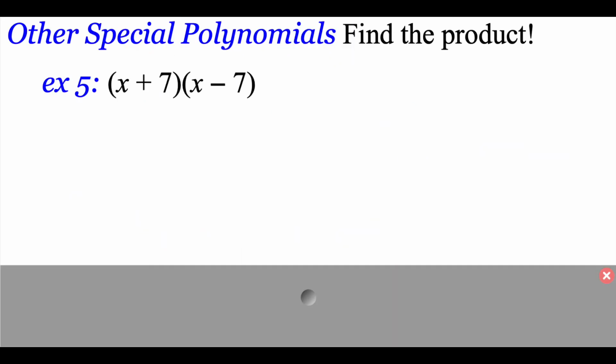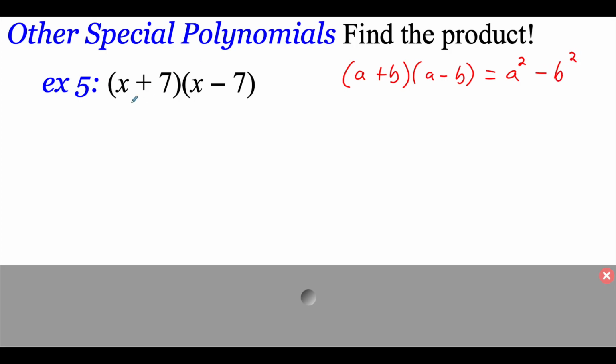Now the other kind of special product that we're going to take a look at is a sum and a difference. So here we have x plus 7 times x minus 7. So these are almost exactly the same binomial. The only difference is that one of them has addition in the middle and the other one has subtraction in the middle. If you have a sum and a difference pattern, so for example, a plus b times a minus b, the general result is that we're going to have a squared minus b squared as our final answer.